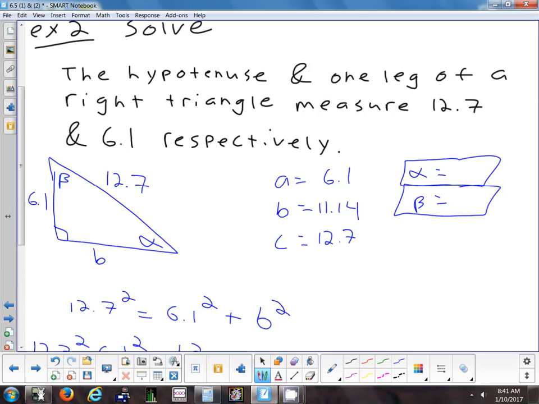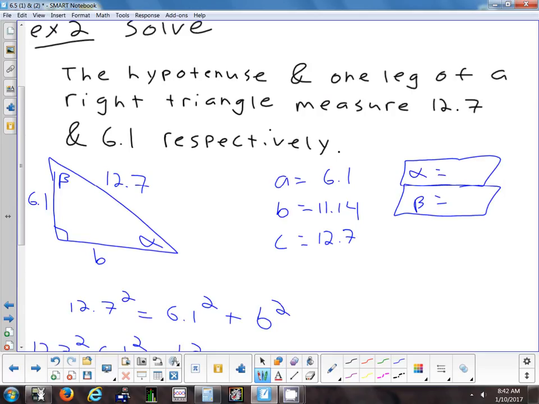Now, another thing I should mention, which we kind of mentioned, is that the hypotenuse is always the biggest side, and that's always across from the biggest angle. Well, the smallest side is also across from the smallest angle. So before I even solve it, I already know which angle is going to be the smallest. Which angle is that? Alpha. Alpha will come out the smallest, and beta will be somewhere between alpha and 90.